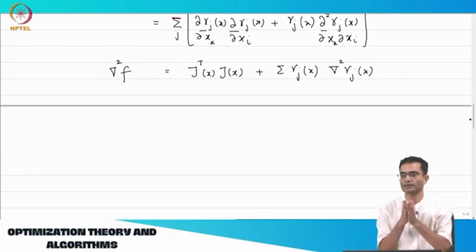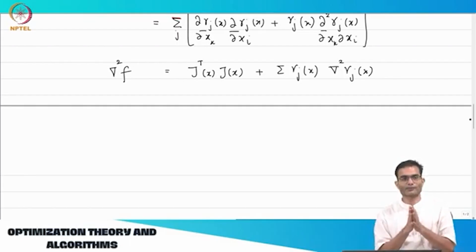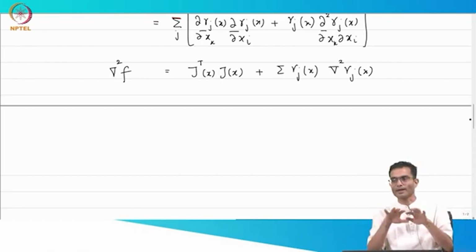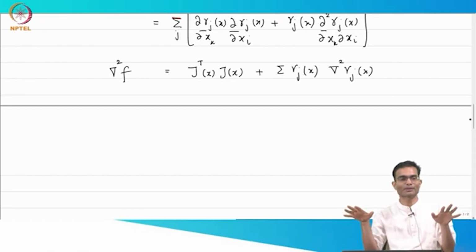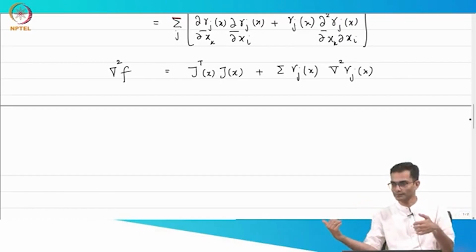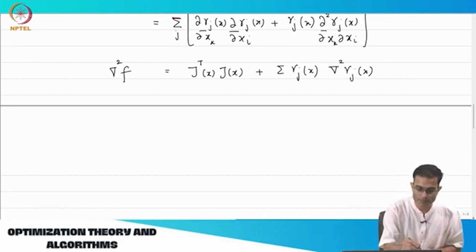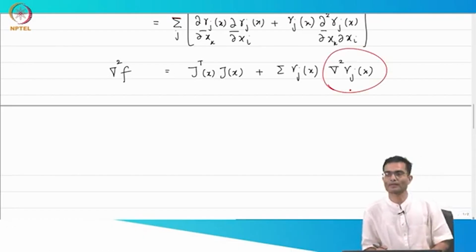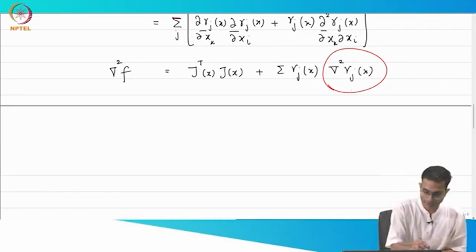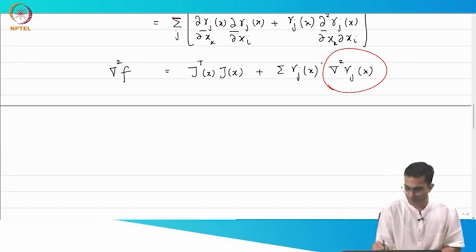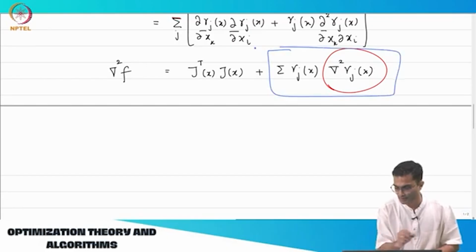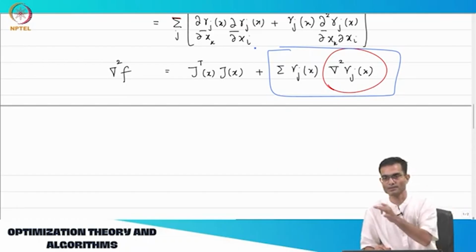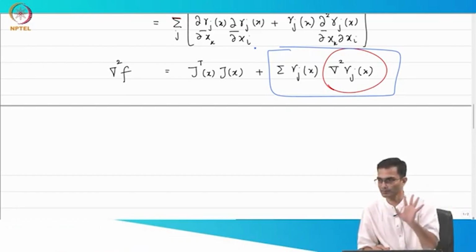So here is where the literature of least square problems kind of splits into two different approaches. Okay, and why it splits into two different approaches is simply because one is easier to do than the other. Why again? Because of the presence of a second order term over here. So if you look at the second expression over here, the Hessian has two terms. One is product of Jacobians. The second is a Hessian over here multiplied by this.